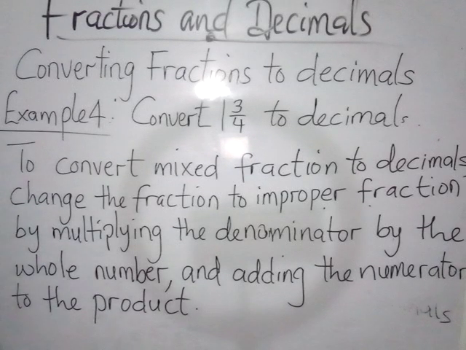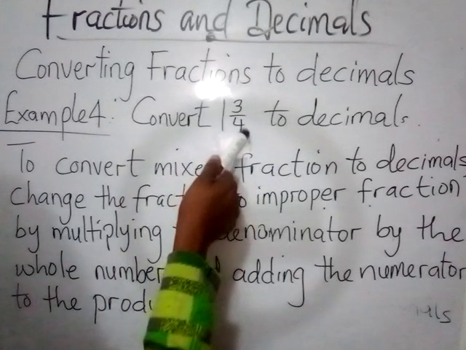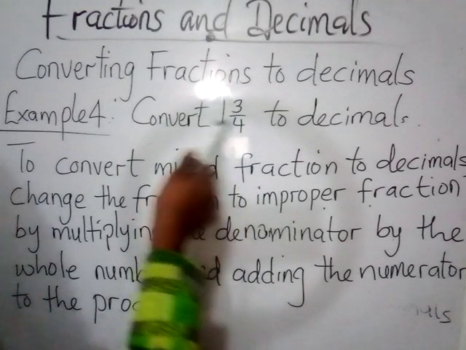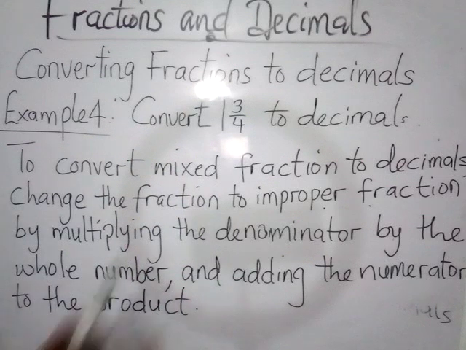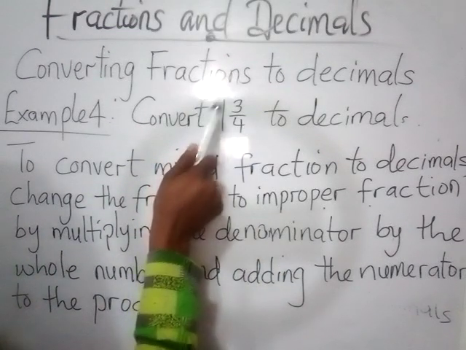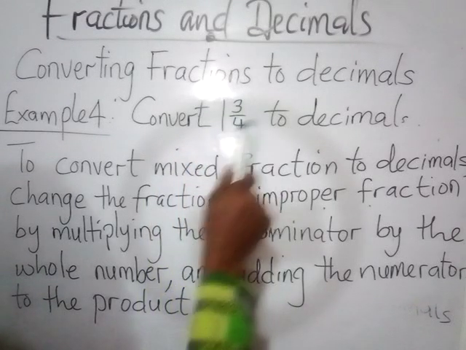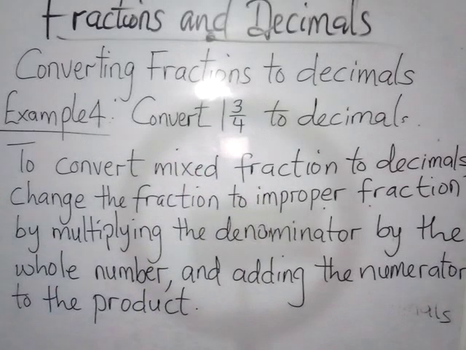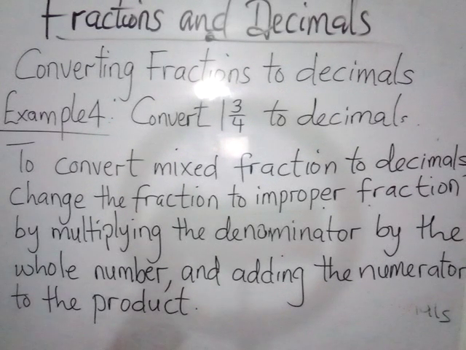Remember the examples we considered. The difference here is, first you need to convert this mixed number to an improper fraction. How do you do that? By multiplying the denominator by the whole number. The answer you get, add it to the numerator, and then you write it over the denominator. Your denominator will still remain. We're going to look at maybe 2 examples and then you understand it better.